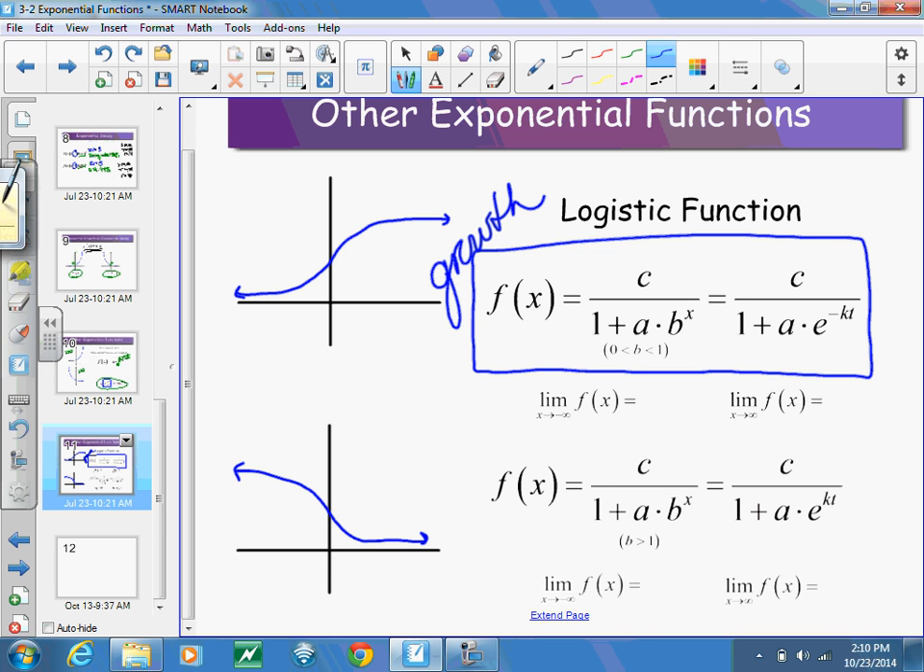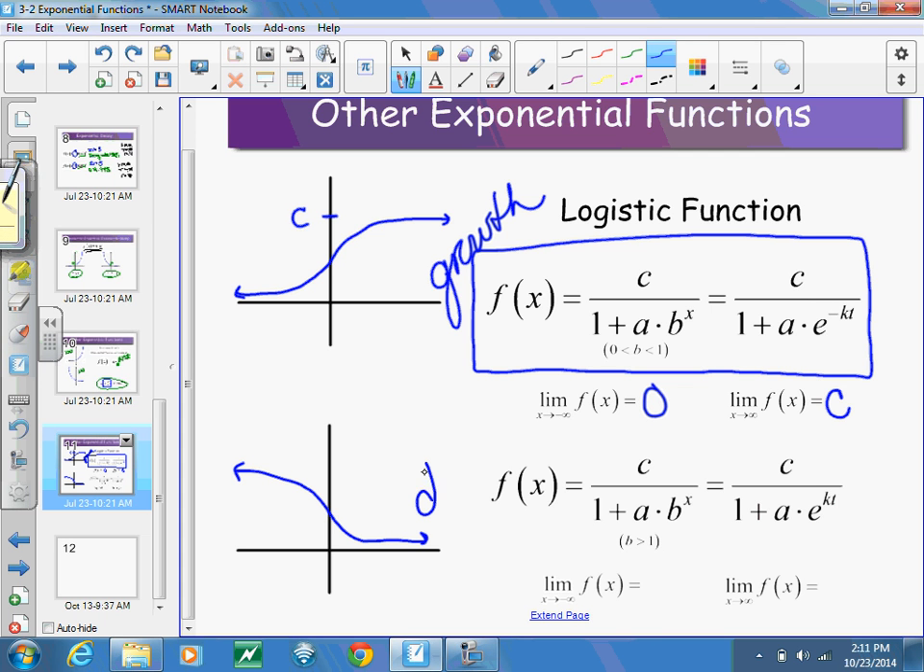And when you look at this function, as x goes towards negative infinity, our limit is going to go to 0. We have a horizontal asymptote along the x-axis. And as x goes to positive infinity, we will have another horizontal asymptote, and that's going to be at the value of c. So whatever value we have in our numerator, that's going to be the maximum that we can possibly reach.